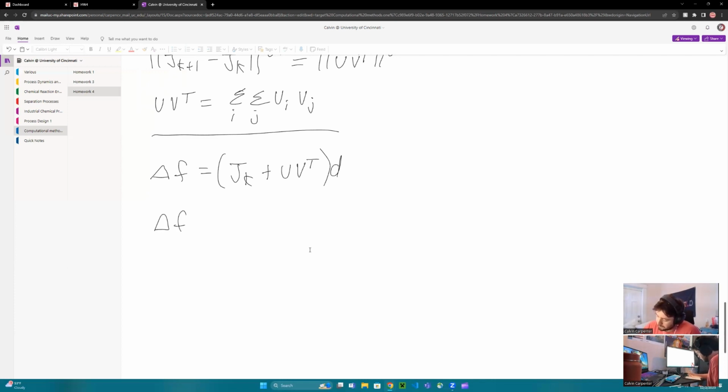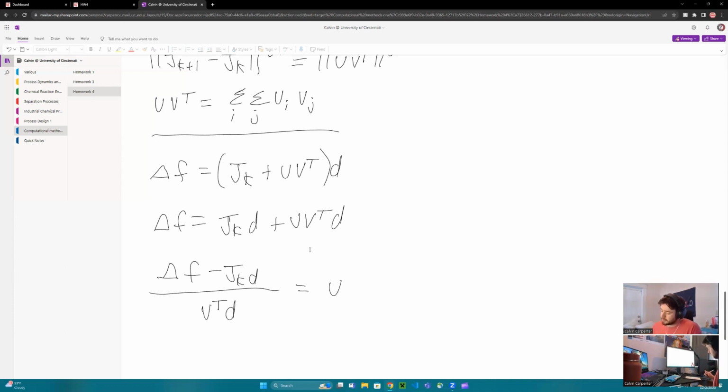Delta f equals J k d plus u v transpose d. And now isolating for u, delta f minus J k d divided by v transpose d is going to be equal to u. And for convenience sake in the future, we're going to set this equal to H. So u is equal to H over v transpose d.